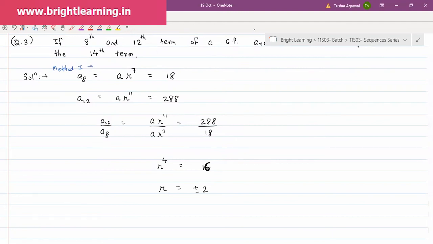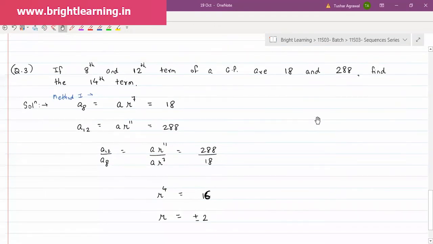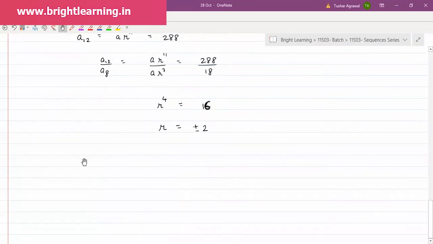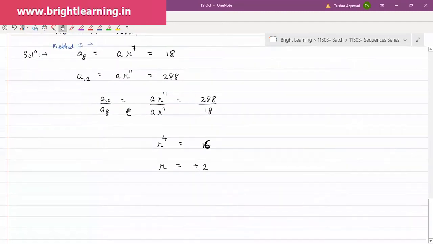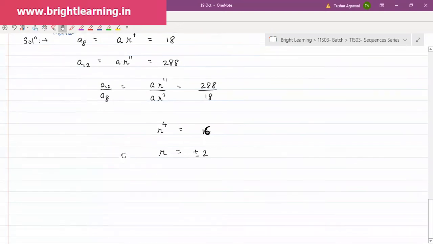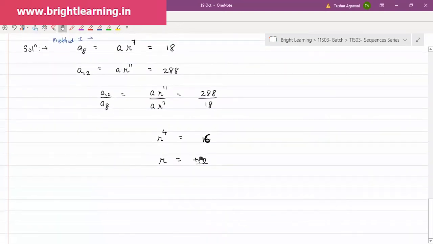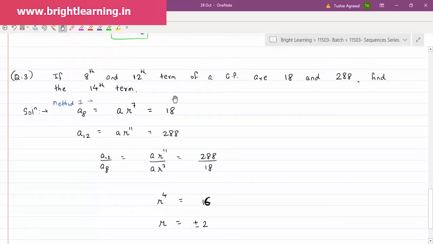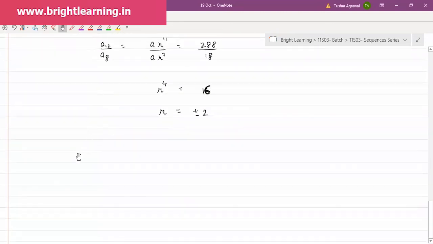We don't have a problem. Now r equal to plus minus 2. So now what is this? 14th term. The 14th term is what now? So r equal to plus minus 2 first, then you have to calculate a also. But that is an unnecessary method. So r equal to plus minus 2, and now the 14th term. Can I calculate it from here?